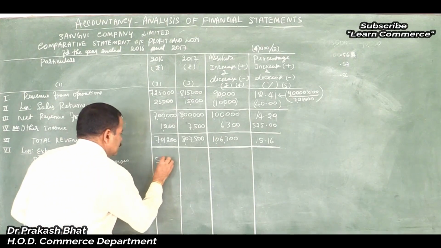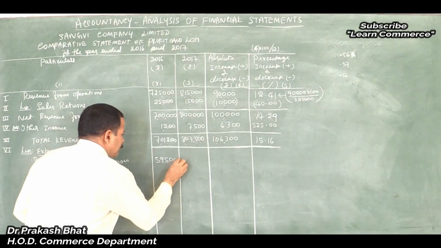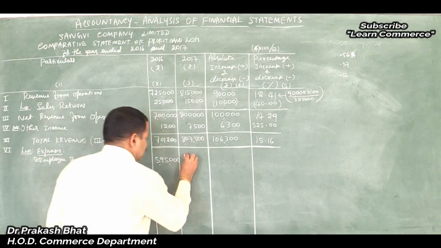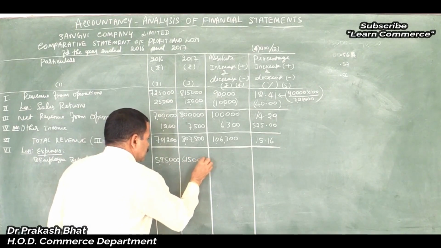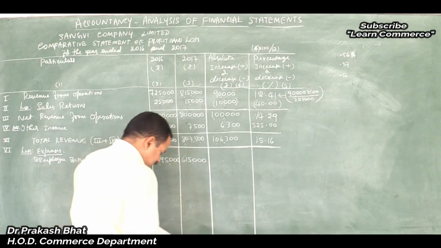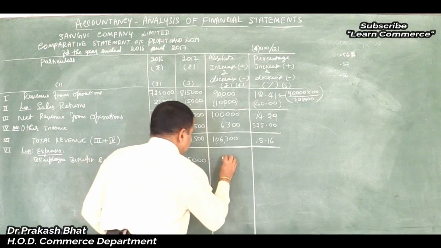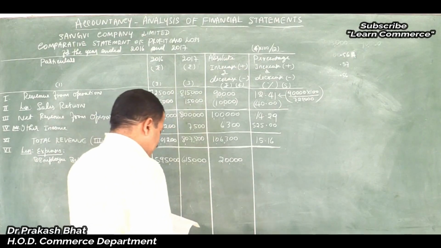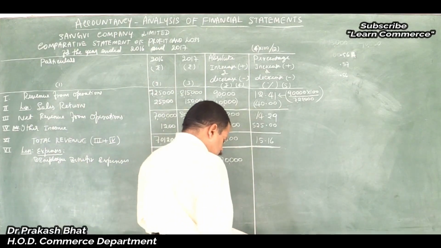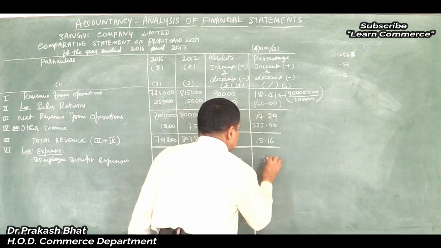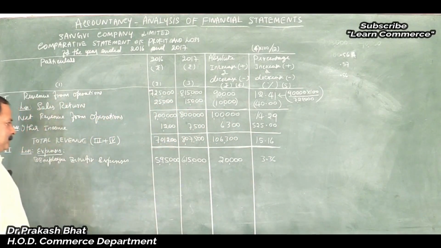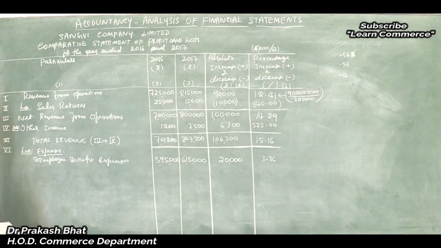5,95,000. Here 6,15,000, correct? 20,000 here. There is an increase of 20,000. Percentage is 3.36. Calculate. You get the same figure. 3.36. Second expense is depreciation.